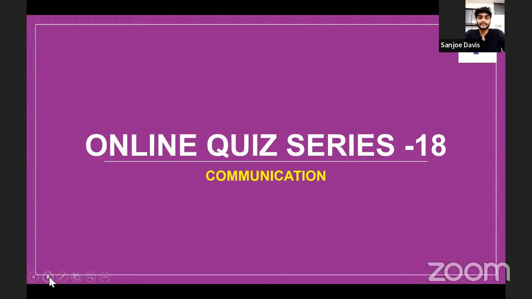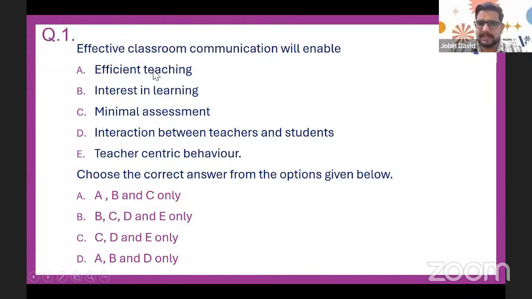The first question for today: effective classroom communication will enable: A, efficient teaching; B, interest in learning; C, minimal assessment; D, interaction between teachers and students; E, teacher-centric behavior. There are five statements, and you should choose the correct answer from the options given below. The options are A, B, C; B, C, D; C, D, E; and A, B, and D. Looking at the options, what do you think, Sanjo?